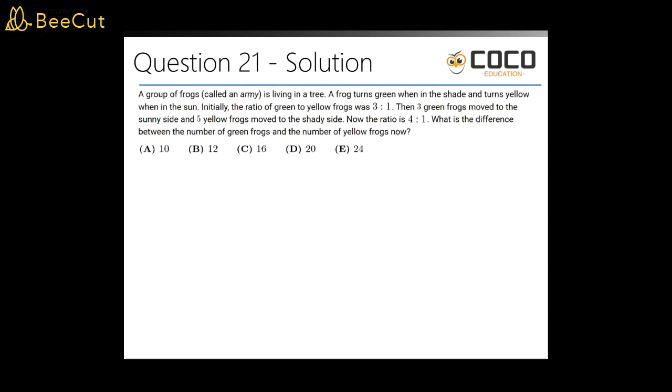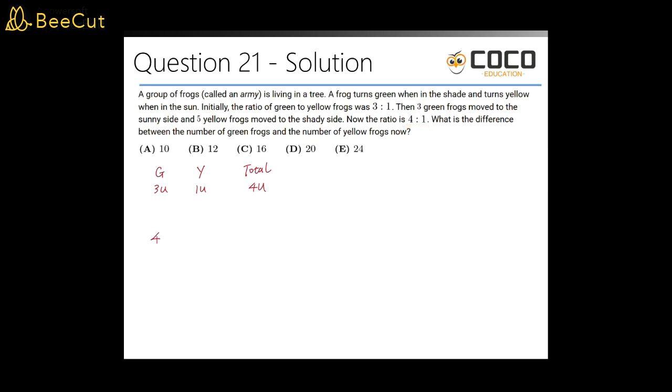Let's take a look at question 21. So it says at first, the number of green frogs to the number of yellow frogs is 3 to 1. We let it be 3U, 1U. The total is 4U. Now, in the end, the ratio is 4 to 1.